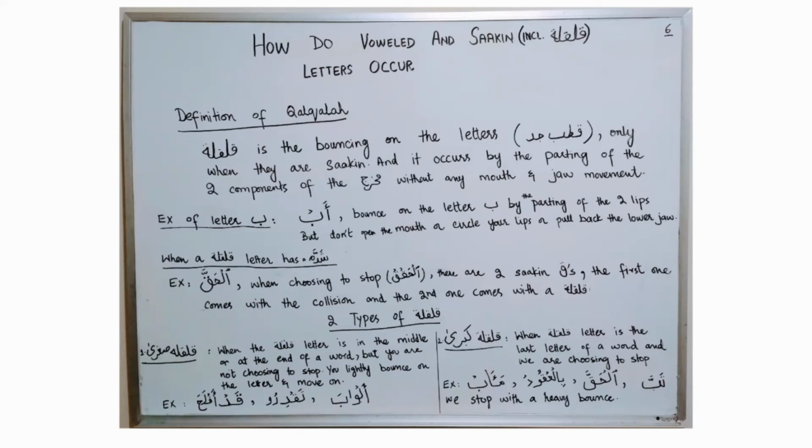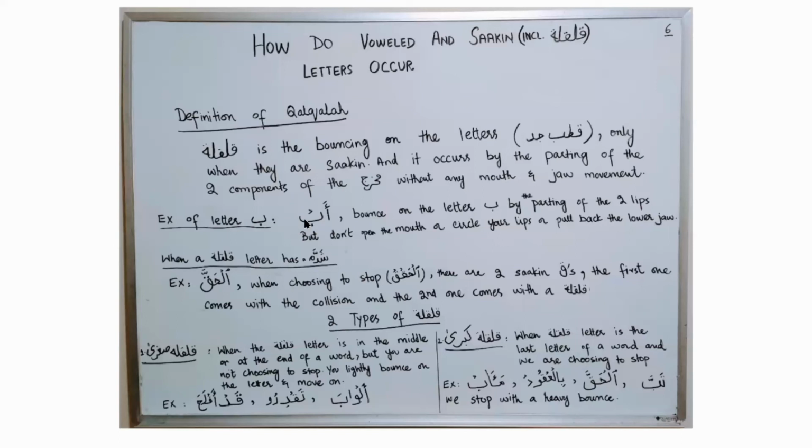Qalqalah is the bouncing on the letters qutub jad. And we recite these letters with qalqalah only when they are sakin. And qalqalah occurs when we part two components of the makhraj without any mouth and jaw movement. If we see this example, we bounce on the letter ba by parting the two components, but we don't open the mouth to make this letter ba having a fatha, or we don't circle our lips as if this ba has a dhamma, or we don't pull back our lower jaw as if this letter ba has a kasra. So we will recite it like this.